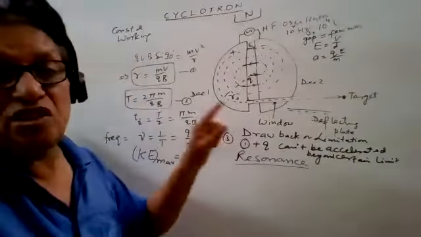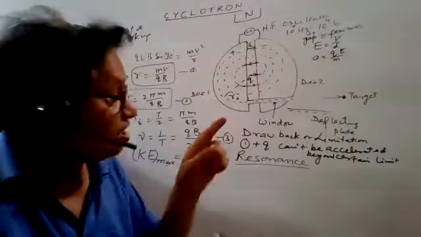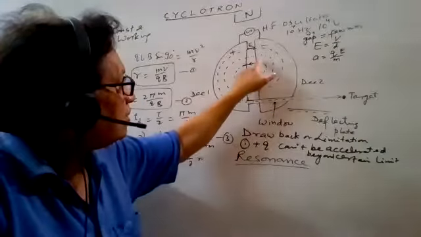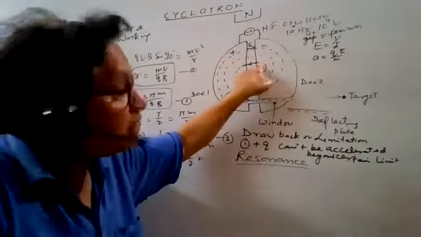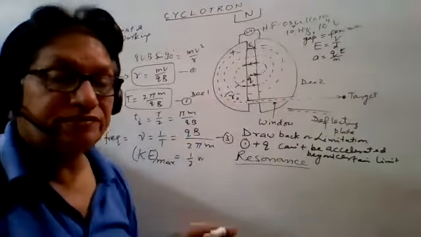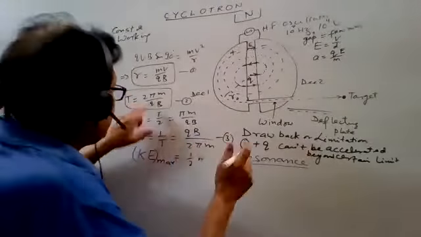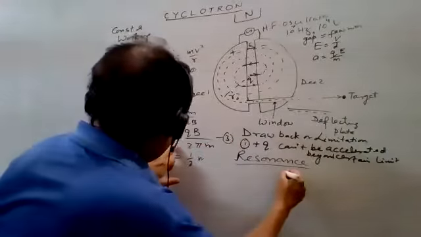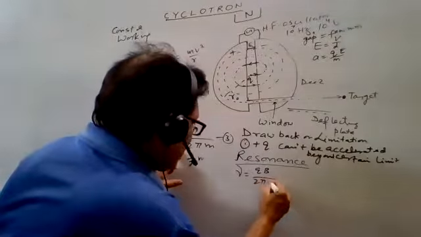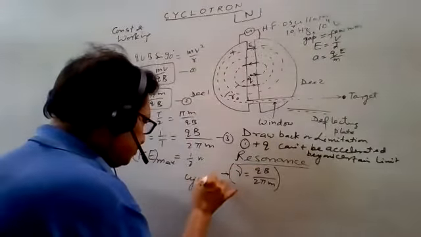Resonance means the time must be matched 100%. When the electron field is there, charge particle must be here. When the electron field is in the reverse direction, charge particle must be there, not in between and in the reverse direction. That is called resonance. In resonance, then what is the time period? This time period in frequency is this. Frequency is this: qB upon 2 pi m. It does not depend on this, called cyclotron frequency.